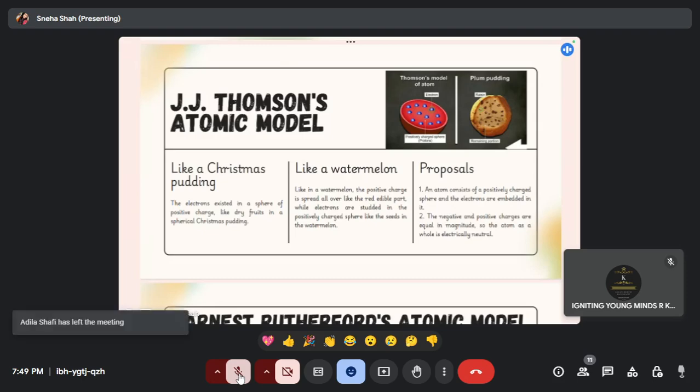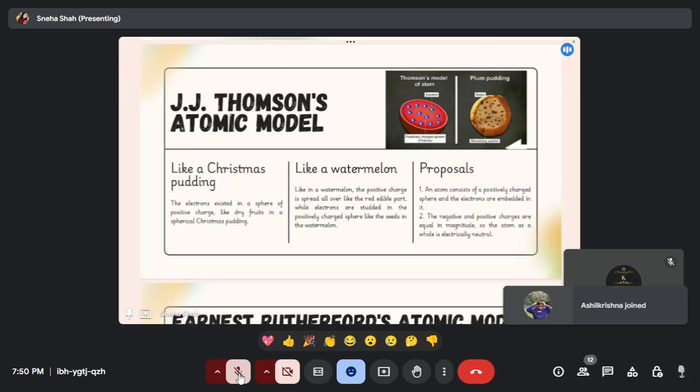So he said that the atom is a sphere completely made of positively charged particles, that is protons, and the electrons are studded in that positive charge. That means the electrons are uniformly distributed inside the atom, and the protons are also uniformly distributed in the entire atom. So this was J.J. Thomson's atomic model. He said that the electrons existed in a sphere of positive charge, like dry fruits in a spherical Christmas pudding. A similar concept he gave about the watermelon also.